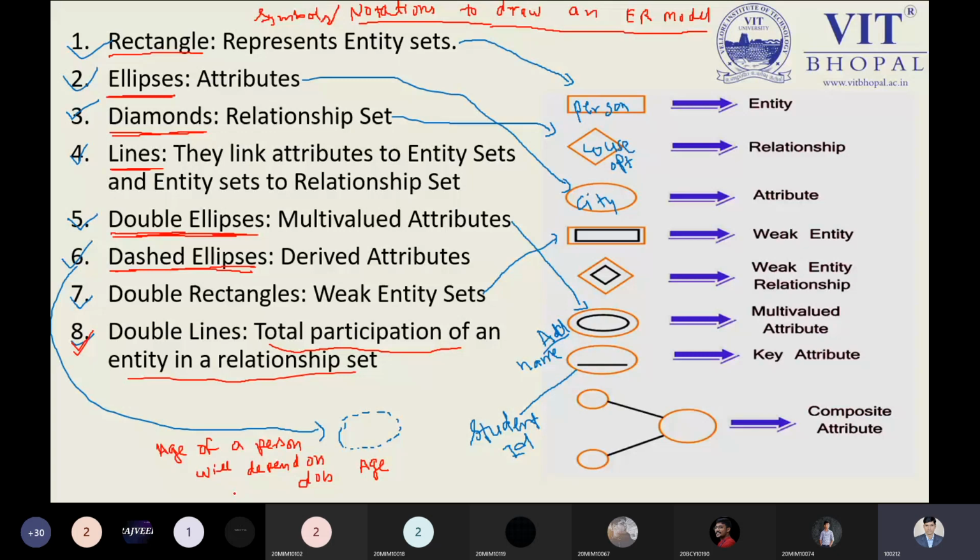Now the double rectangle. The double rectangle we use for a weak entity set. Now, what is a weak entity set? A weak entity set is an entity in which the information is weak, meaning this cannot be a primary key. This can have duplicate information. Just like any remark, or if I need to ask any question or fill in details, you will say, sir, should I fill in my name over here while doing some activity?